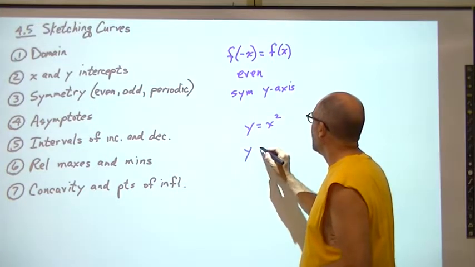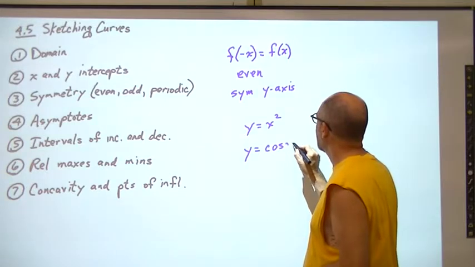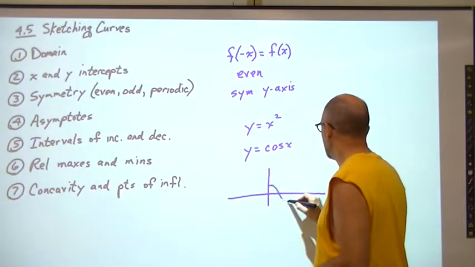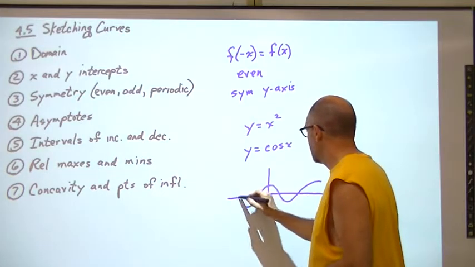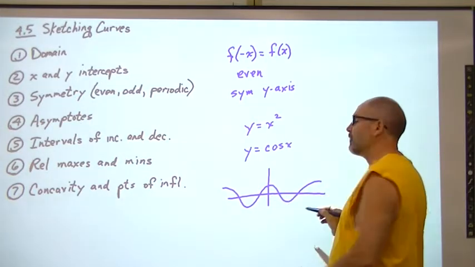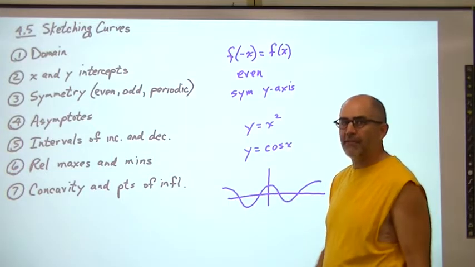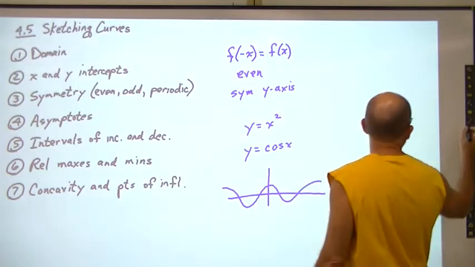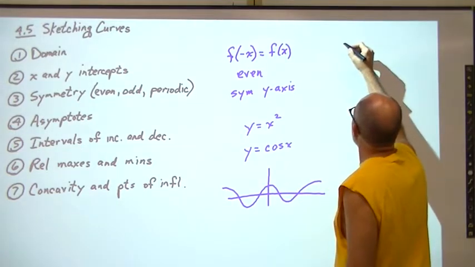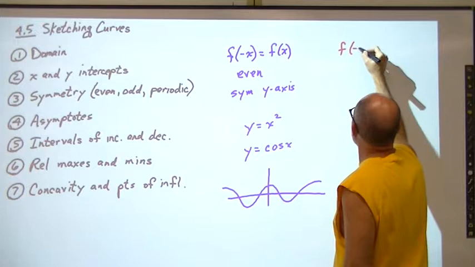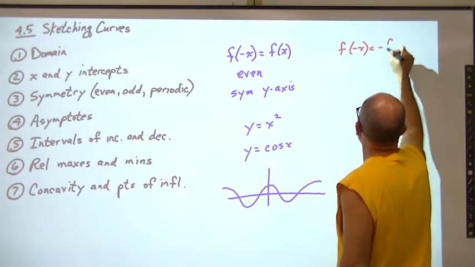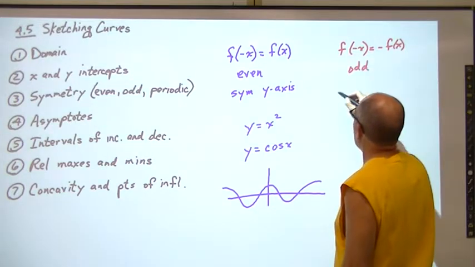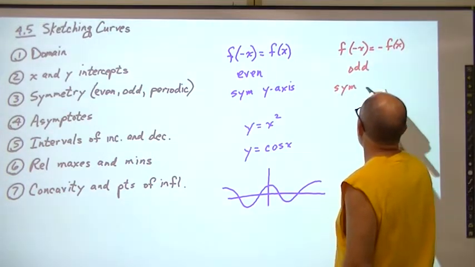Or y equals cosine x. That's another even function because you know the cosine function looks like this. So whatever's right of the y-axis, same thing as what's left of the y-axis. Those are even functions. Now, if f of negative x equals negative f of x, then we have an odd function, and that's going to be symmetrical about the origin.